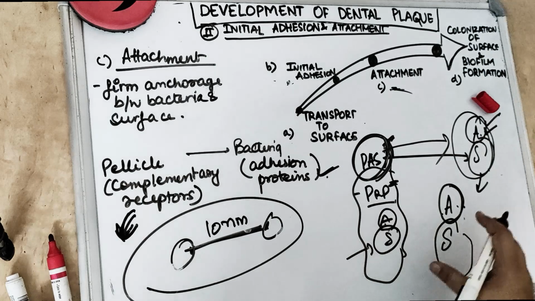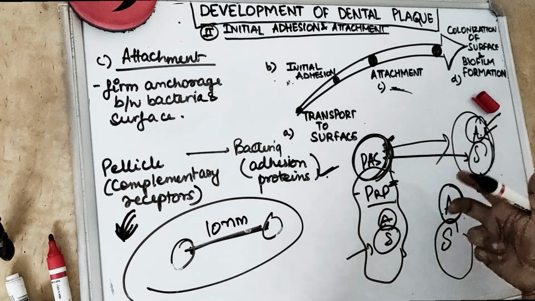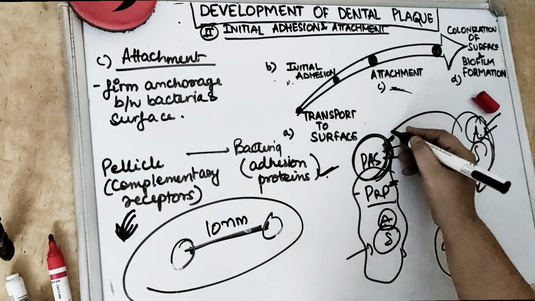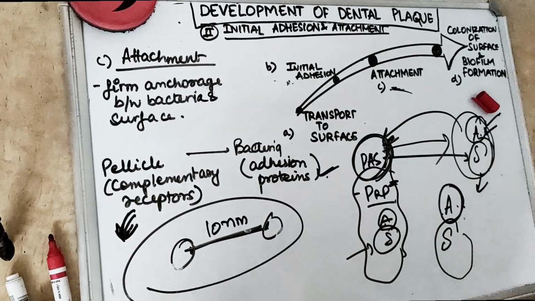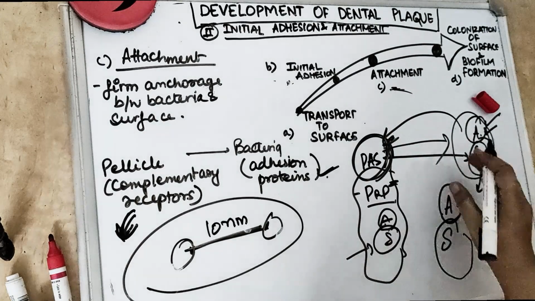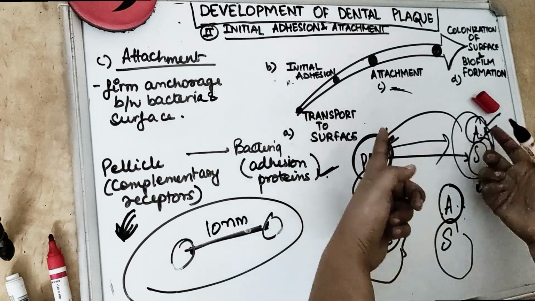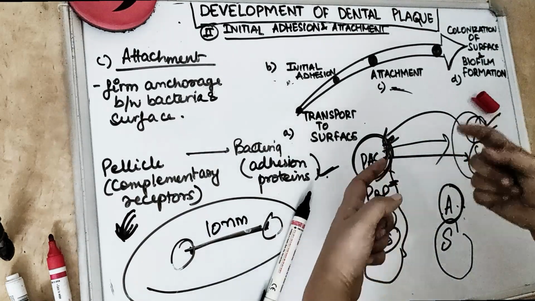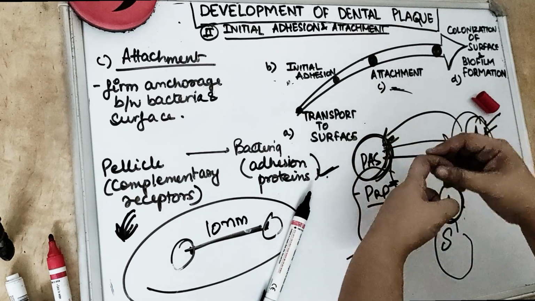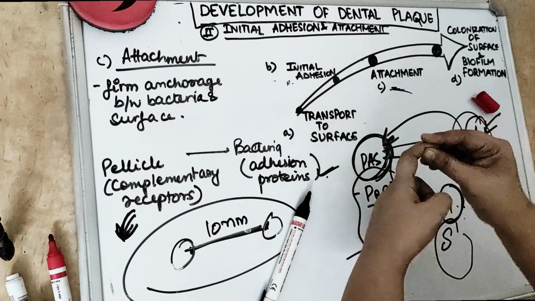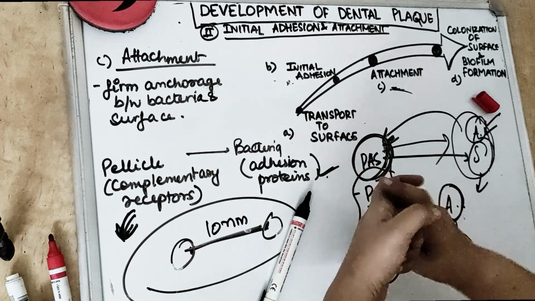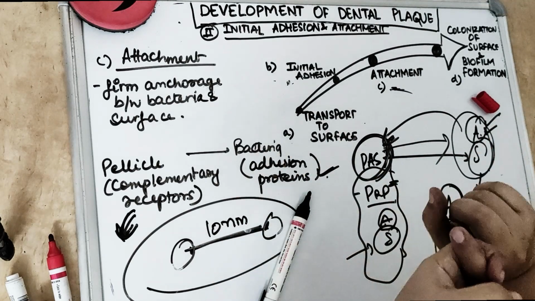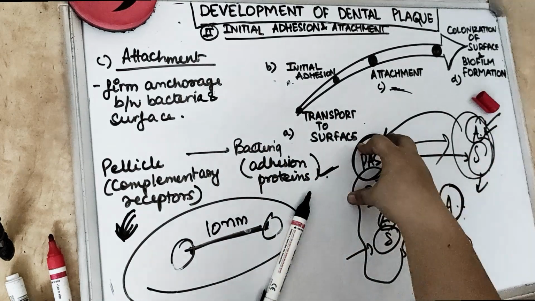Now Actinomyces has fimbriae. These fimbriae bind to the proline rich protein, proline rich receptors. So the proline rich receptors have receptors for the fimbriae of Actinomyces. Remember, I have told you that the pellicle has some receptors for the bacteria. These proline rich receptors or proline rich protein have receptors for Actinomyces. So Actinomyces comes and makes a bond with the proline rich protein.